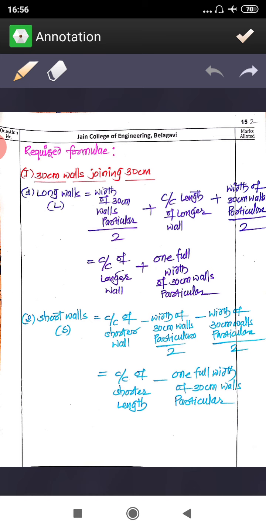Then for the short wall, the same thing, but you have to deduct half of the wall width from one side and half of the wall width from the other side. So I have shown here the center to center of the wall, then half of the particular width from the left side and half from the right side. If the widths are the same, then it is the center to center shorter length minus one full width of that particular wall. This is the formula for the short wall. It is going to be in to in. So long wall means outward, short wall means in to in.